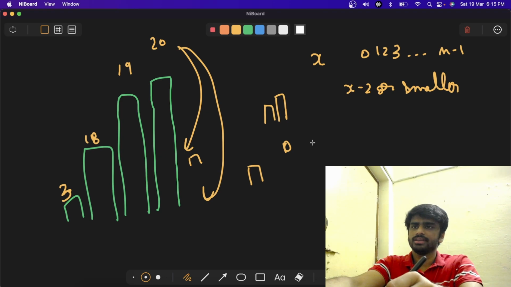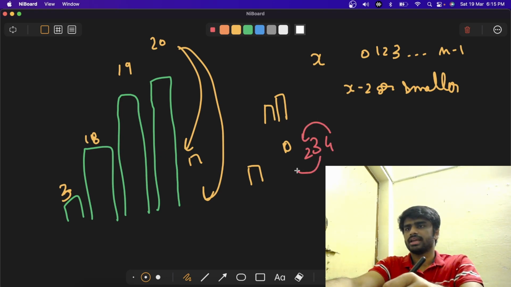But what if we had 0, 3, 4? In the first move I make this 2. The second move, that person will make this 1, and then I lose.